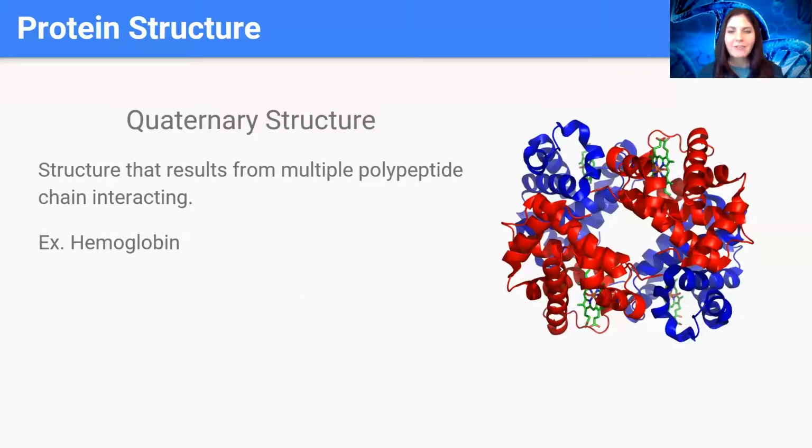Now we can also have a quaternary structure. That is when two or more tertiary structures come together to form a larger functioning protein. One of the best examples is hemoglobin, which we talked about earlier. This is an iron-rich compound that helps transport oxygen from the lungs to other areas of the body that need it.